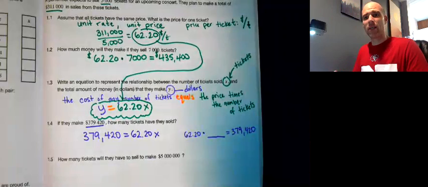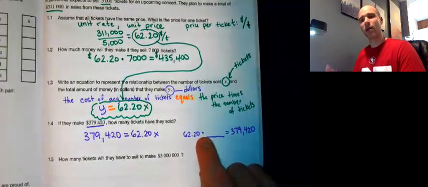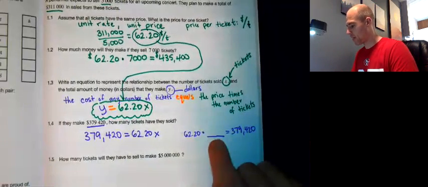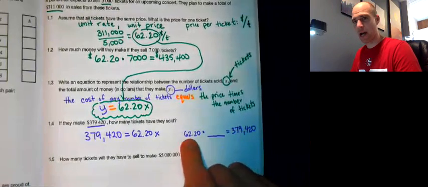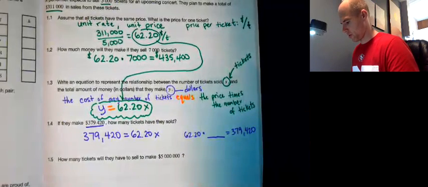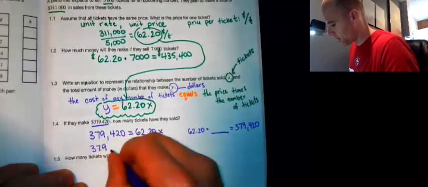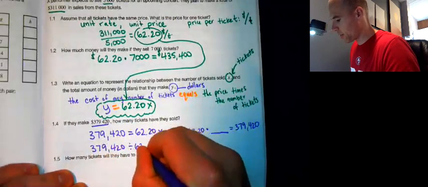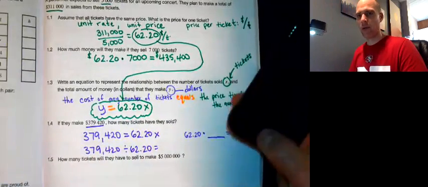And we've done enough of these at this point that you should see, oh, if I need to fill this blank with a multiplication, I just work backwards using division. This times blank equals that tells me that I should do this divided by this in order to fill that blank. So let's do 379,420 divided by $62.20. Grab the old handy dandy calculator.